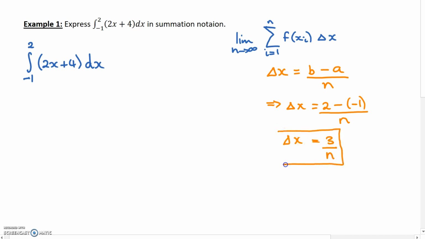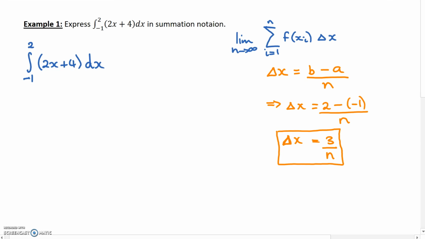So in other words, if we could imagine this graphically, each of the rectangles would have a width of 3 over n, where n is the number of rectangles that we use. Remember, that goes to infinity in this case, thinking about the theory of it. Okay, so that's delta x. The next thing to do is to work on getting an expression for xi.